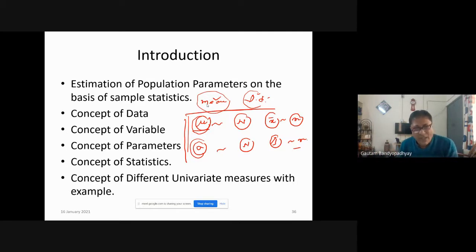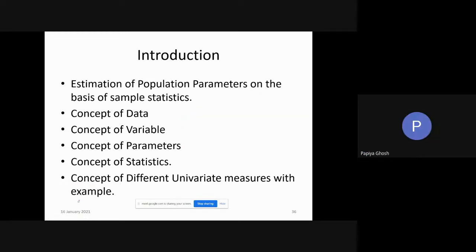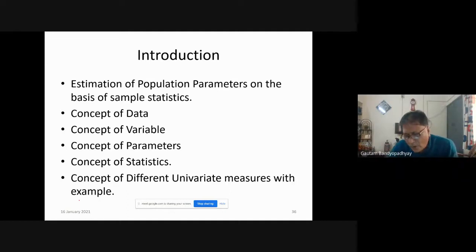Now I'm coming to this part about the bivariate data. Just wait.